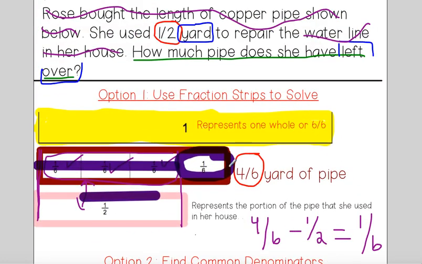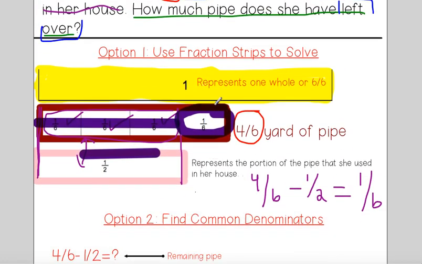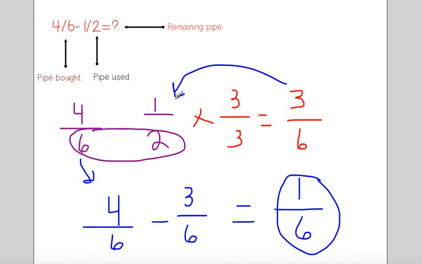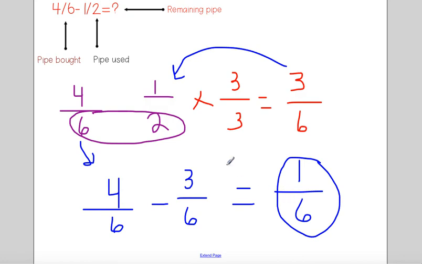So you can solve it in two ways. You can use your fraction strips to help you and see what's remaining, or you can find your common denominator using equivalent fractions and subtract that way.